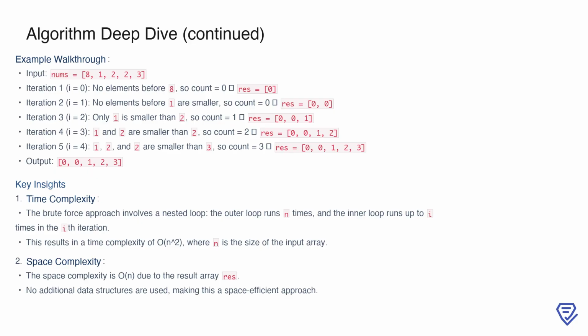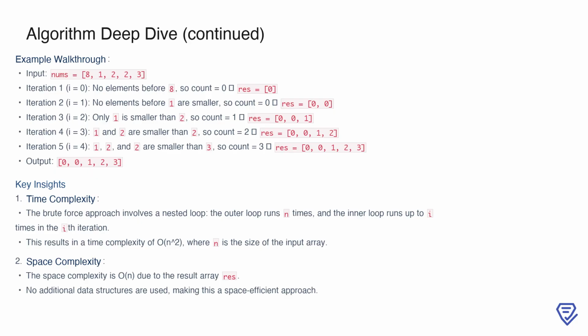For the fourth number, another 2, both 1 and the earlier 2 are smaller, giving a count of 2 and resulting in res = [0, 0, 1, 2]. Finally, for the fifth number, 3, the numbers 1, 2, and 2 are smaller, so the count is 3, and the output becomes res = [0, 0, 1, 2, 3].